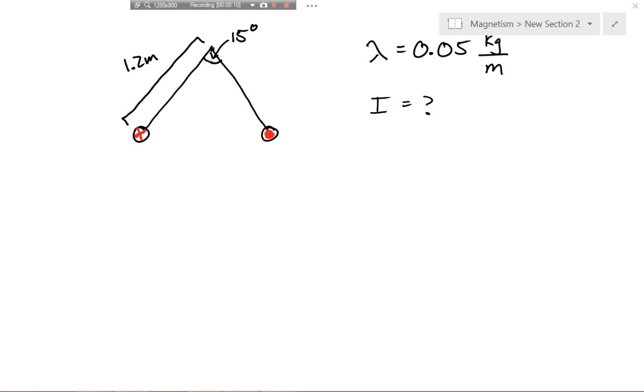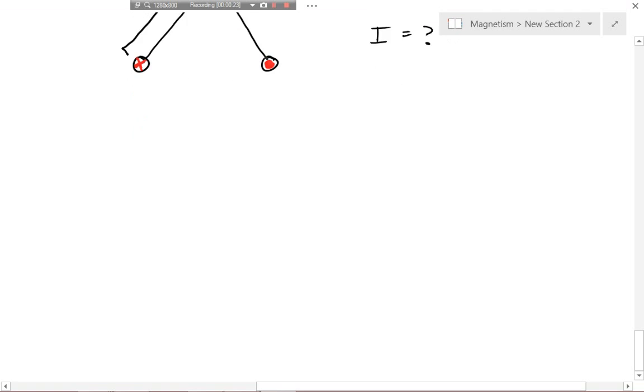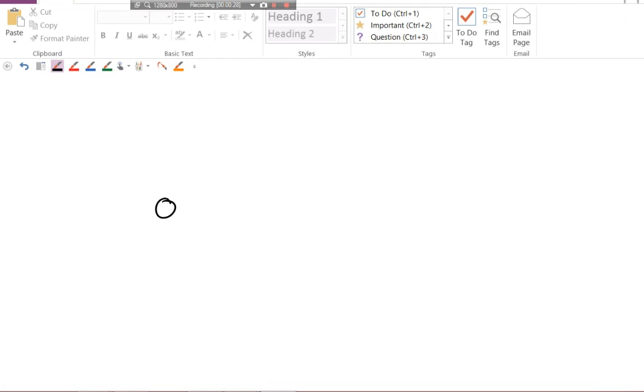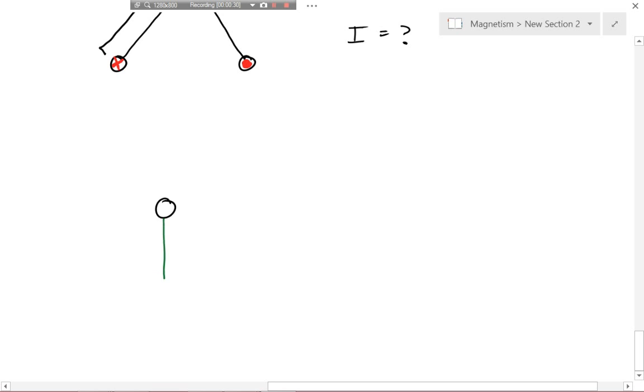So once again, I've drawn a picture of the problem that we're looking at. In order to see how all these forces are related, let's start by drawing a free body diagram of this wire right here. There are three forces acting on this wire. There is the gravitational force, which pulls down on the wire. There is this magnetic force. Remember, it's a repulsive force, so it's going to point towards the right. And then we also have the tension of the string, which is pointing up and towards the left.